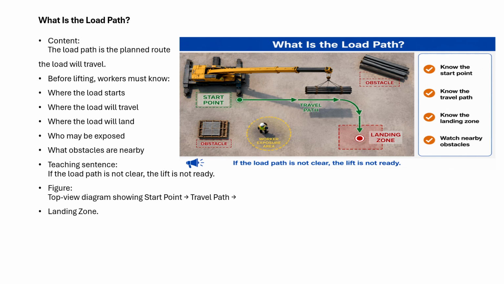Where the load will be landed is the red square. Who may be exposed? What objects are nearby? Here you can see objects. If the load path is not clear, the lift is not ready. The top view diagram shows the standpoint, travel path, and landing route.